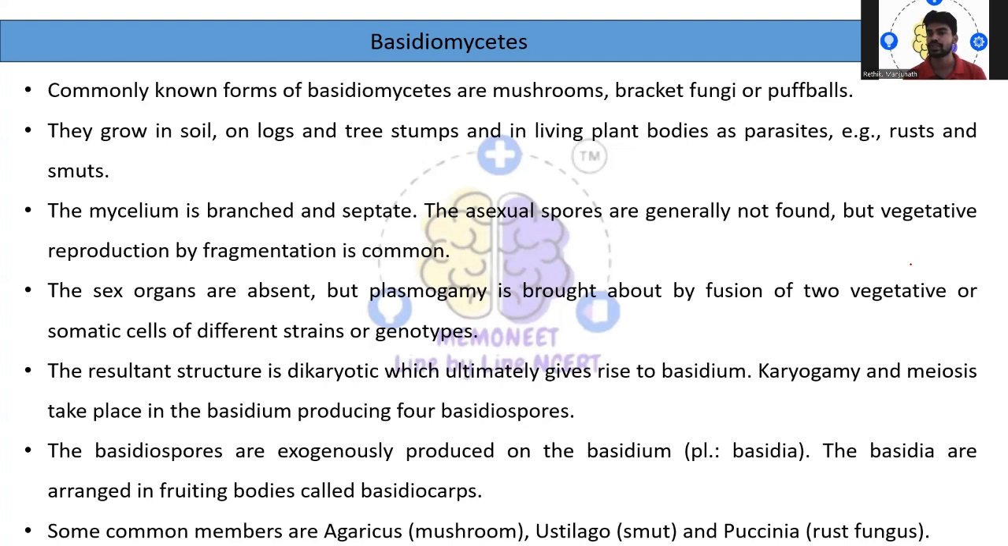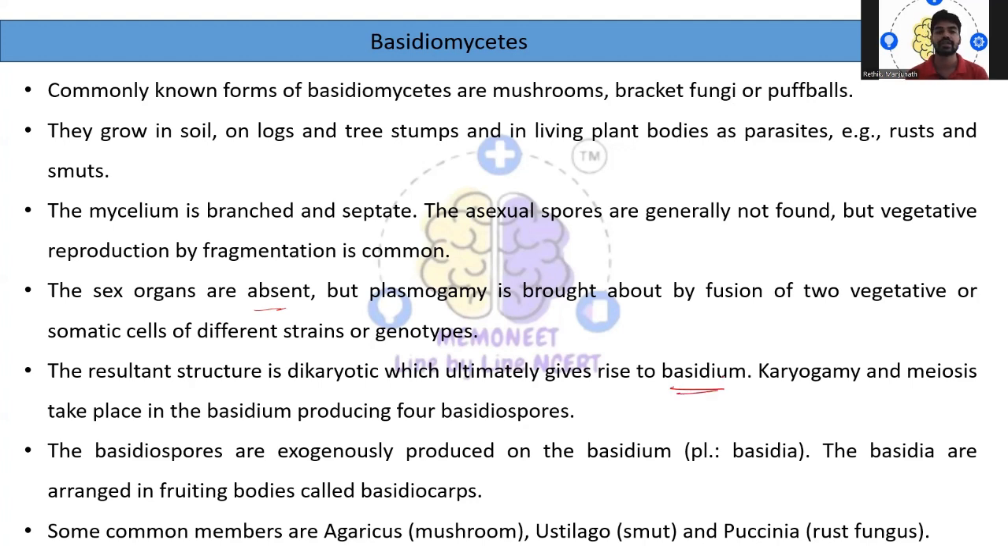When it comes to asexual spore formation, it is generally not found. But vegetative reproduction by fragmentation is common in the basidiomycetes. The sexual organs are absent here, but plasmogamy is brought about by the fusion of two vegetative or somatic cells of different strains, that is different individuals or genotypes. The resultant structure will be dikaryotic, which ultimately gives rise to the basidium. Okay, so this is another point.